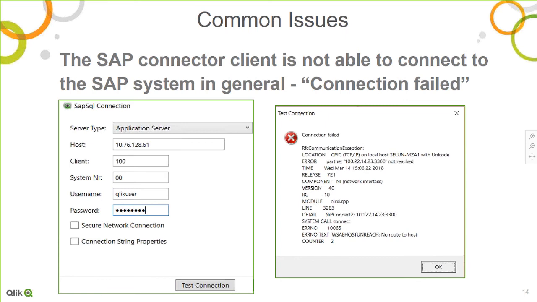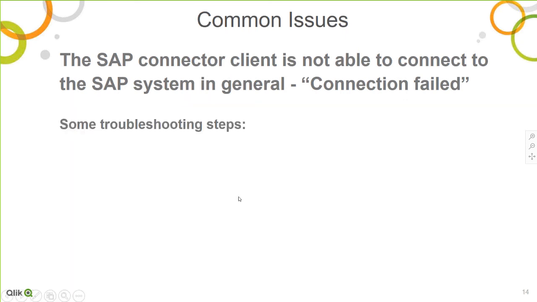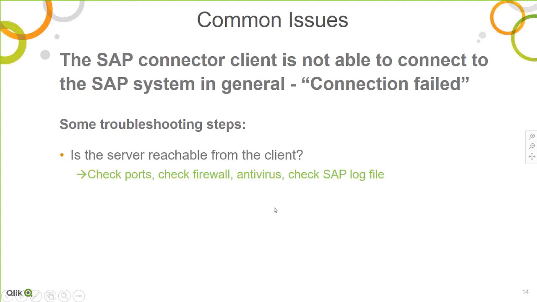One issue could be, for instance, that you try to establish a normal connection, yeah? But the connection failed. So what to do? And here are some troubleshooting steps. First of all, check if the server is reachable, your SAP system. Check your ports, check your Windows settings, your firewall, your antivirus, and as well check the SAP log files for more information.